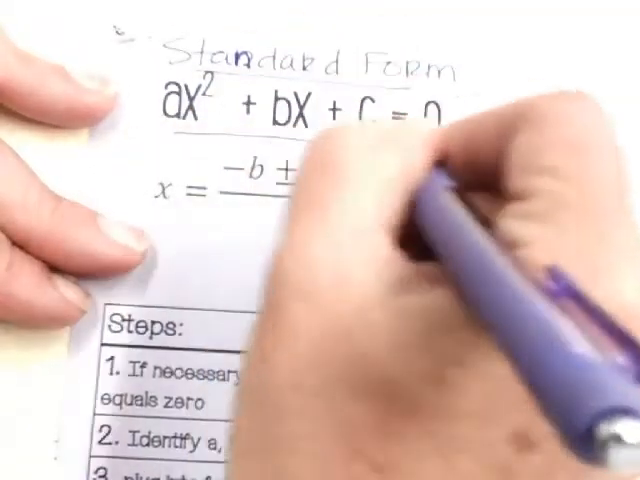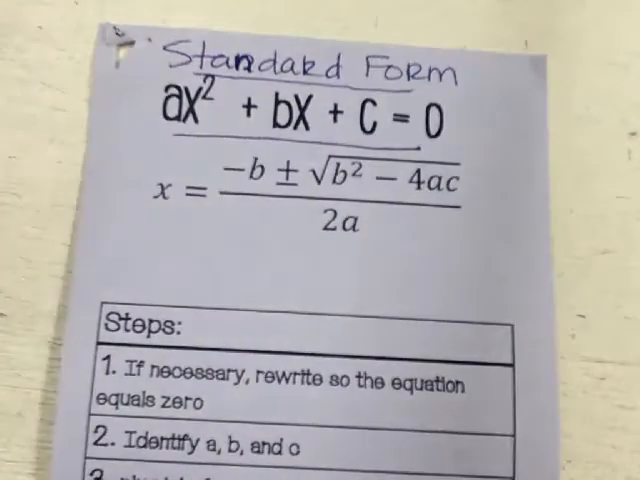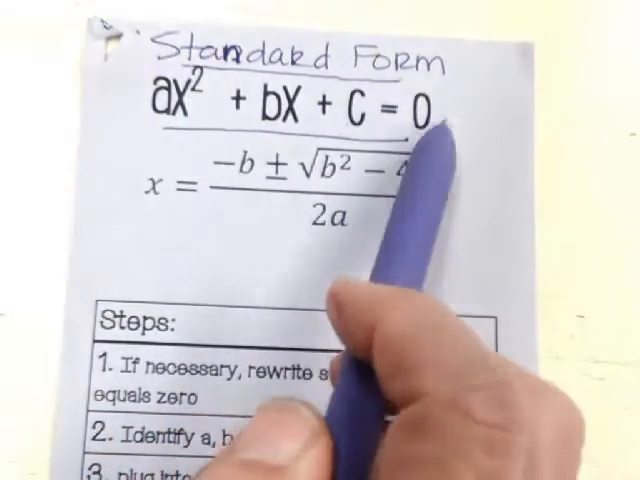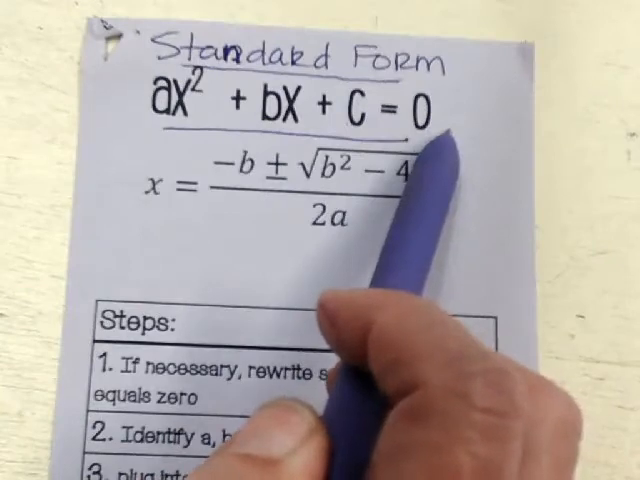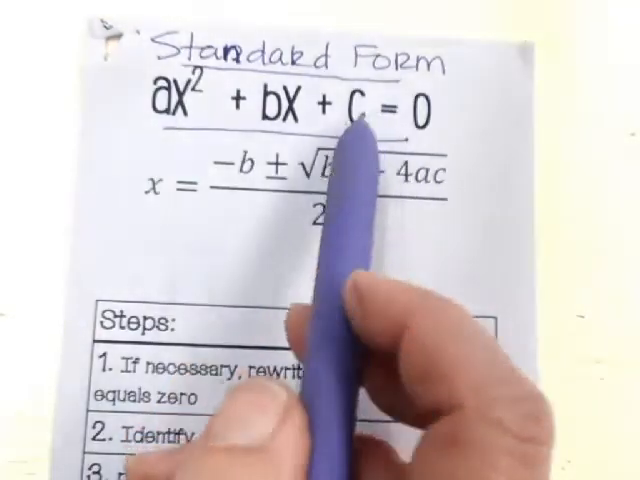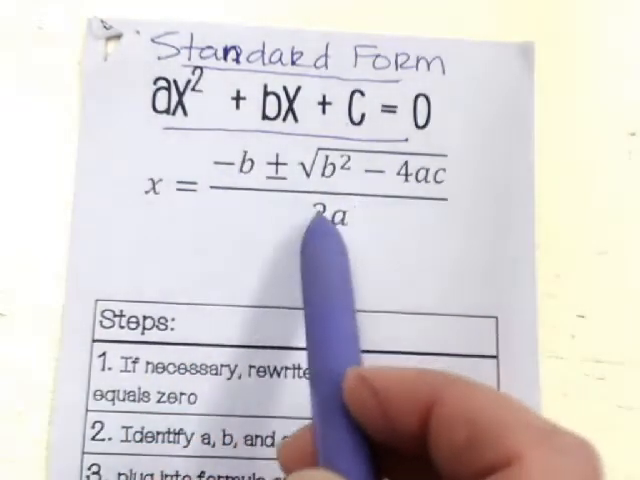ax squared plus bx plus c equals 0. Everything is on one side: your quadratic term, your linear term, your constant, all equal to 0. You need to do it this way so that you can identify what the coefficients and the constant are, so that you can put them into your quadratic formula.